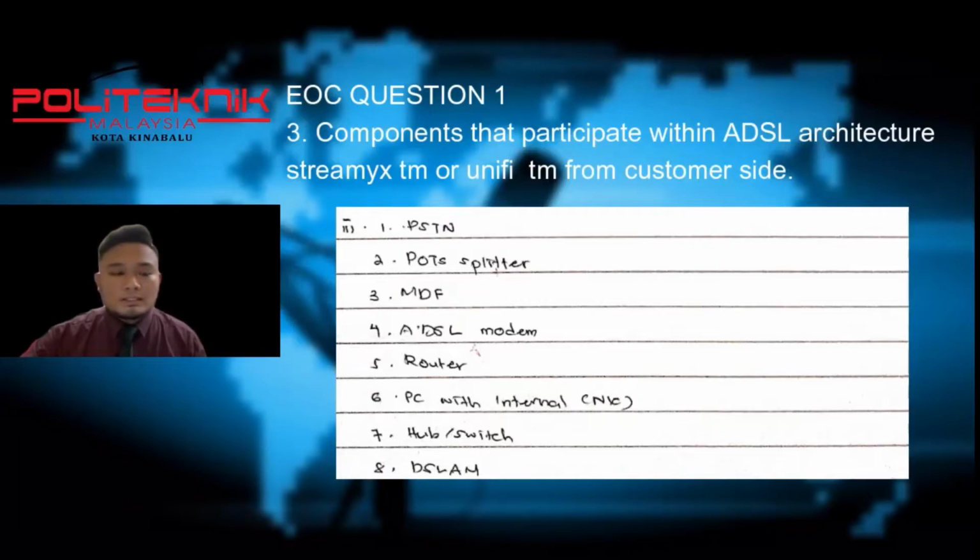From the customer side, the customer should have a PSTN, port splitter, MDF, ADSL modem, router, PC with internal hub switch, and DSLAM.